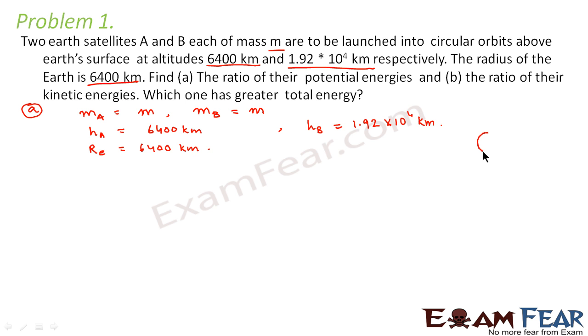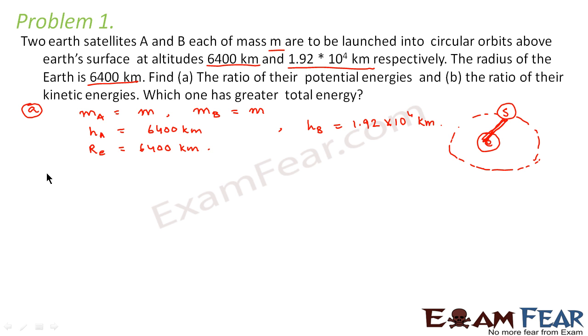See, let us suppose this is the Earth and this is a satellite. So the satellite would be moving around the Earth somewhat like this, right? It says that they are launched into circular orbits above Earth's surface at altitudes 6,400 km. That means when I talk of h, it would mean this distance. But when I calculate the distance between Earth and the satellite, it would be the radius of the Earth plus the height of the satellite, correct?